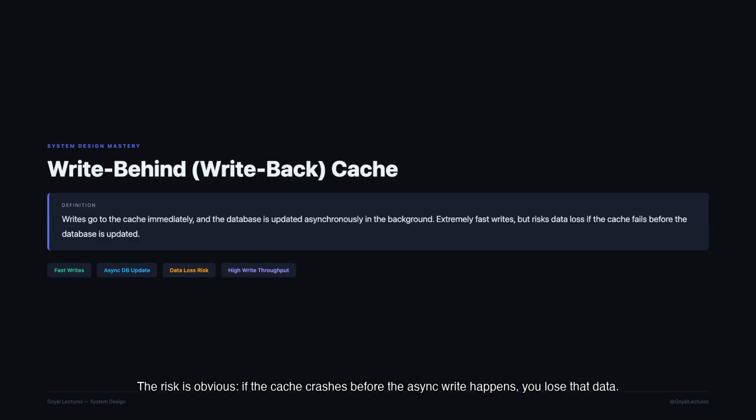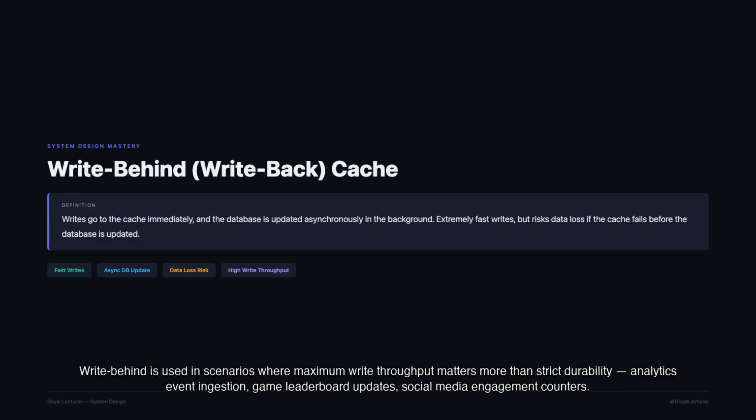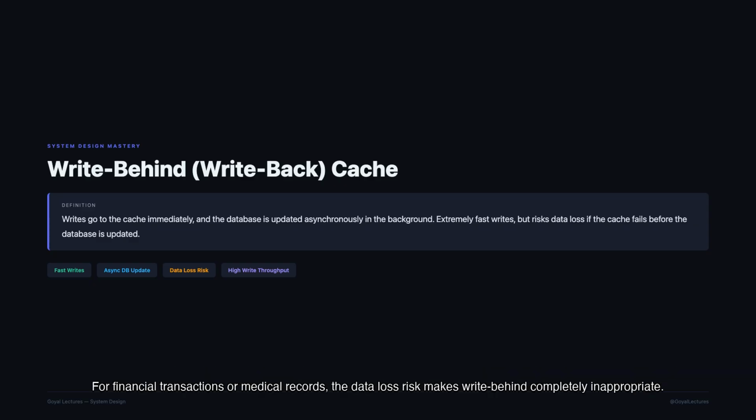Analytics event ingestion, game leaderboard updates, social media engagement counters. For financial transactions or medical records, the data loss risk makes write behind completely inappropriate. Two more concepts to lock in before we talk about cache failure patterns.